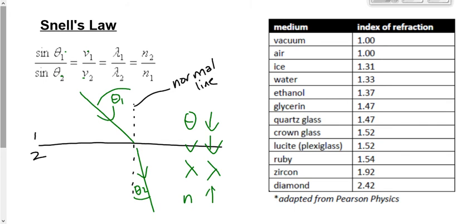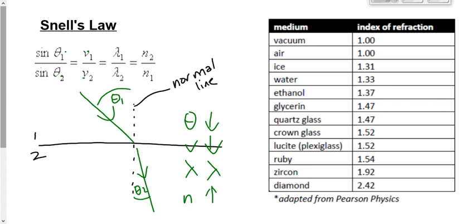There's an inverse relationship there, right? v1 over v2, lambda 1 over lambda 2, and n2 over n1. So without labeling the indices of refraction of these two different materials, we know that because theta went down, the index of refraction must have increased. We went from a small n to a big N in this diagram.